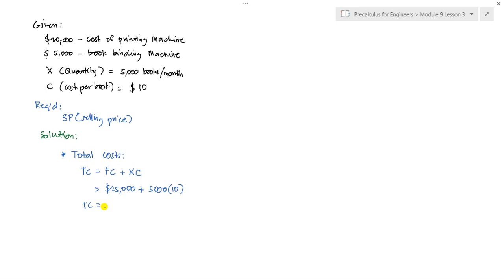So, to avoid confusion in break-even analysis, you should write the equation for both total cost and total sale. So we have 25,000 plus 10 times 5,000, so we have $75,000. That is his total cost in order to produce 5,000 books per month. So his expense is $75,000. That is the total cost.